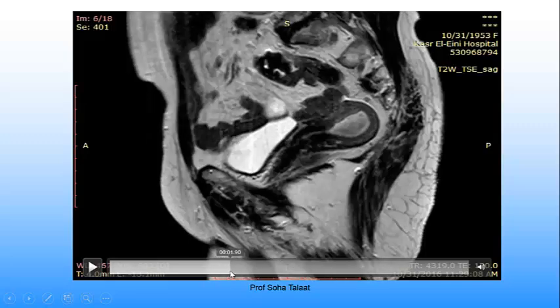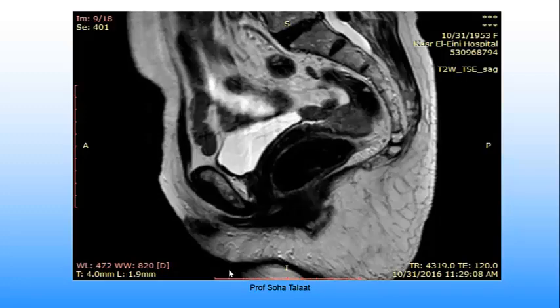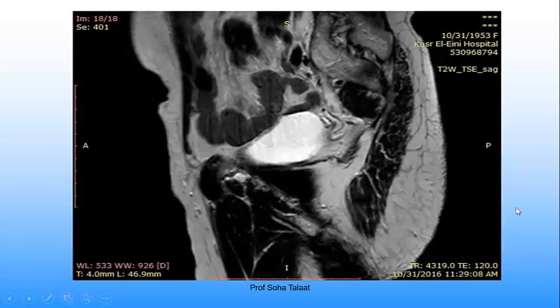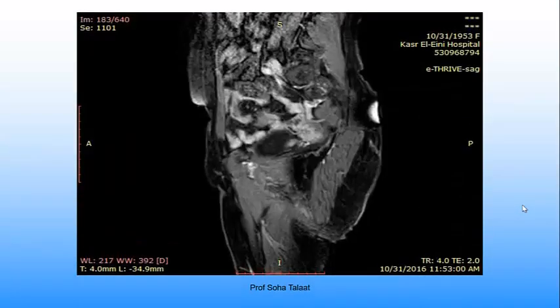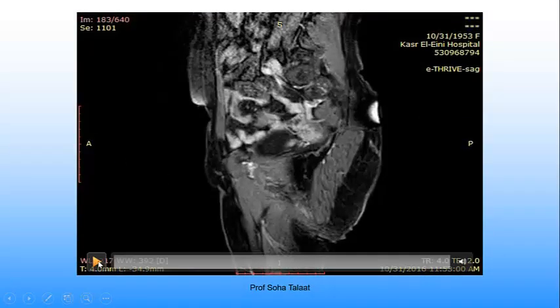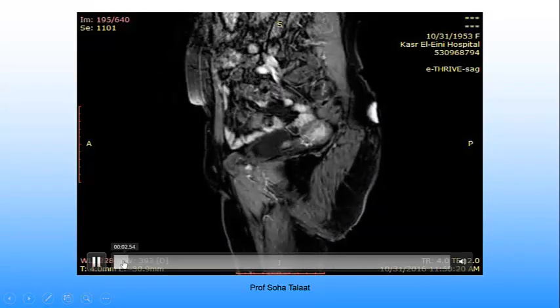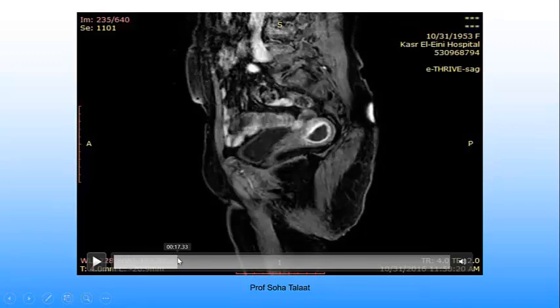The junctional zone, sometimes in the postmenopausal age group, we could not delineate well, except on diffusion weighted images maybe, or on contrast enhanced study. Note here the contrast enhanced study. Here this is the Thrive, and here is the start. Usually you can take dynamic.